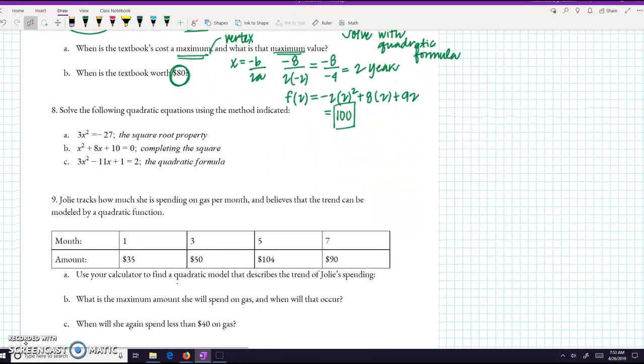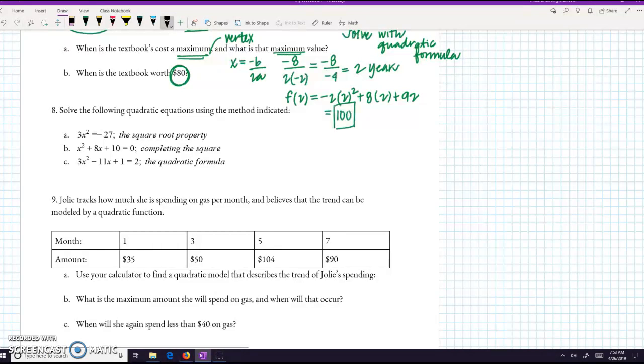Problem number 8. This one is asking you to solve a couple of different kinds of quadratic equations. So there's factoring, that's our primary method whenever possible of solving quadratics. But then we also have the square root property, we have the completing the square work, and then we have the quadratic formula. So let's try one of each of those.